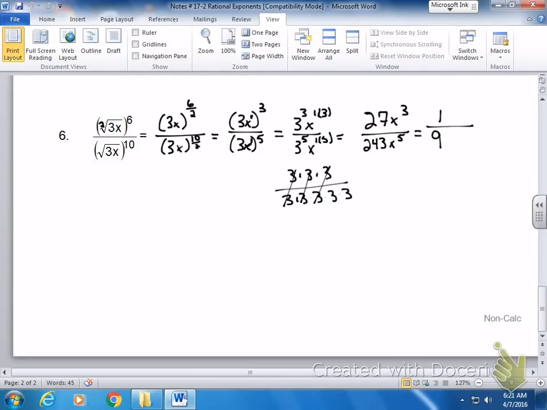We can simplify the x's the same way. x times x times x over x times x times x times x times x. 3 would cancel, and it would leave me x squared. So guys, this is not the easiest thing in the world, but it's not going to get any easier if you don't try, you don't get help, and you don't practice. So if you need help on this, you've got to come get it. Good luck.